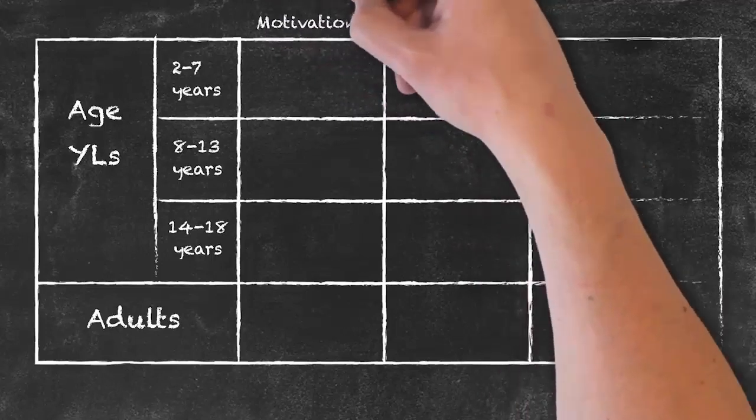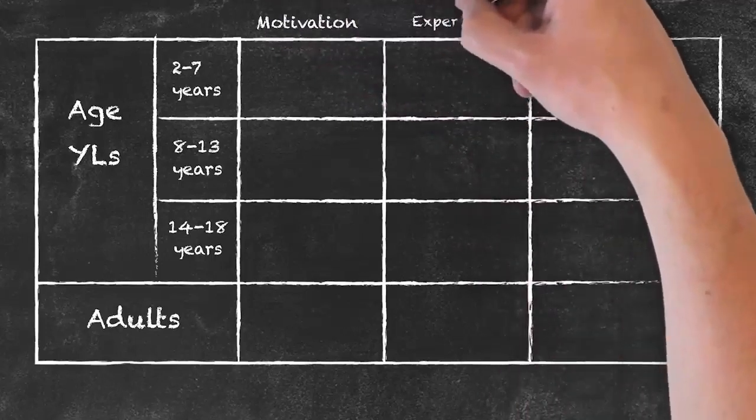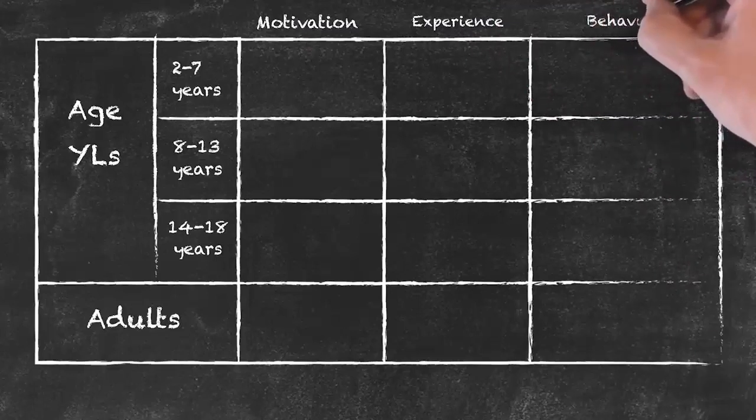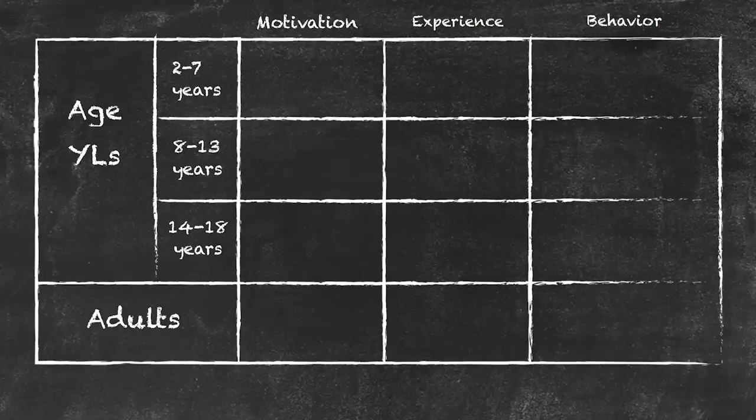Within each of those age groups then, what are the different motivations that these students bring to the classroom? What different experiences do they bring to the classroom? And what types of behavioural differences are there? We'll try to give 2 examples for each of these.